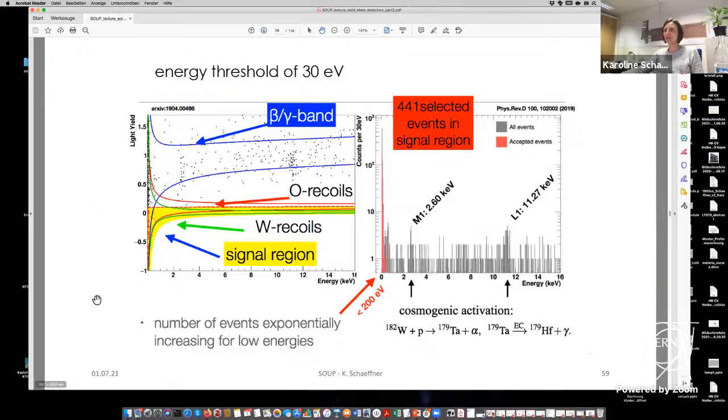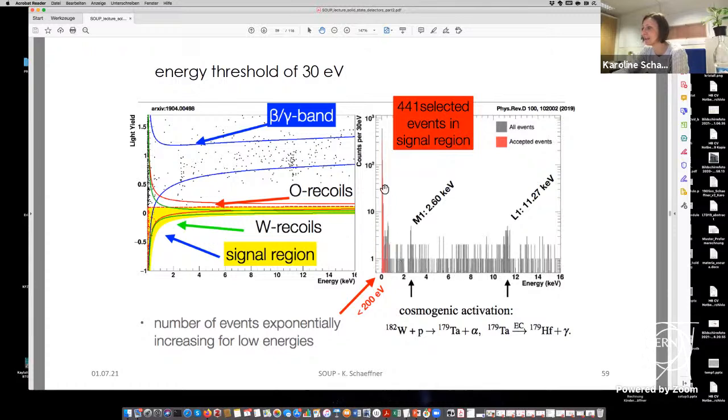Here is some more of this data. This detector has a threshold of 30 eV, as I said before, and the region of interest is this yellow shaded region. It's the upper half of this oxygen band going down, since you look for nuclear recoils, of course. If you plot this in a histogram, you get this. You see it's really few events only. This was running for quite some time, but detectors are small and the rate is low. Here you have some activation lines, which, as for COSINUS, are helpful for energy calibration.